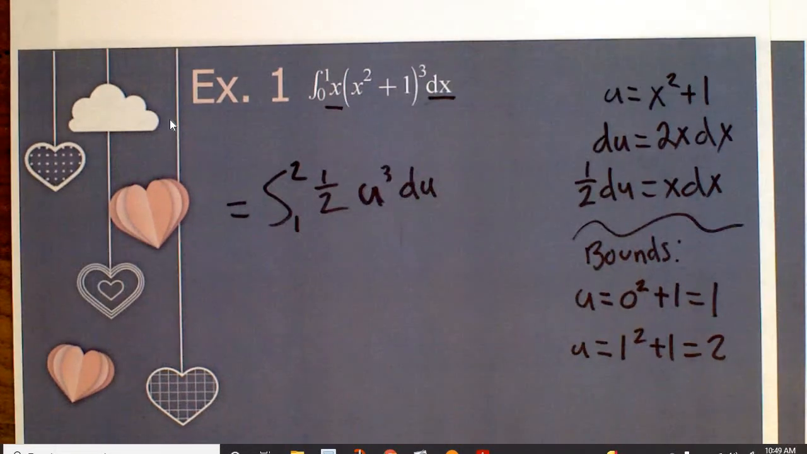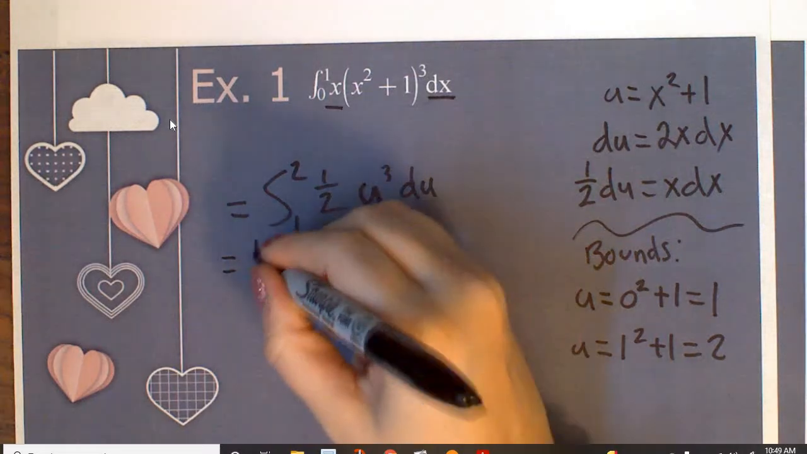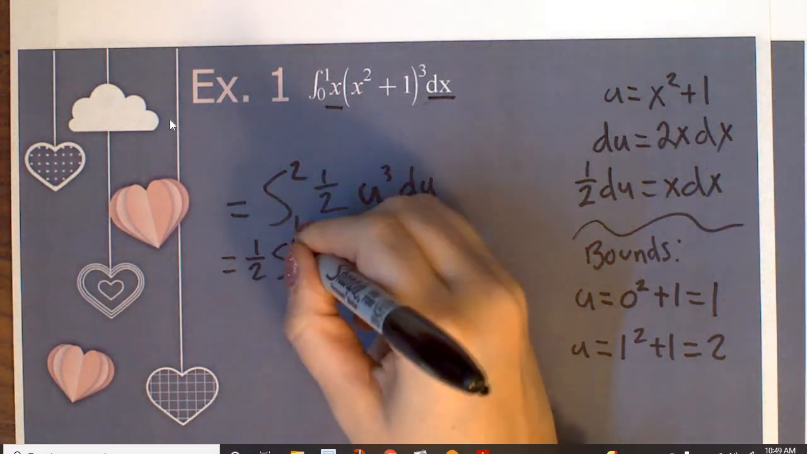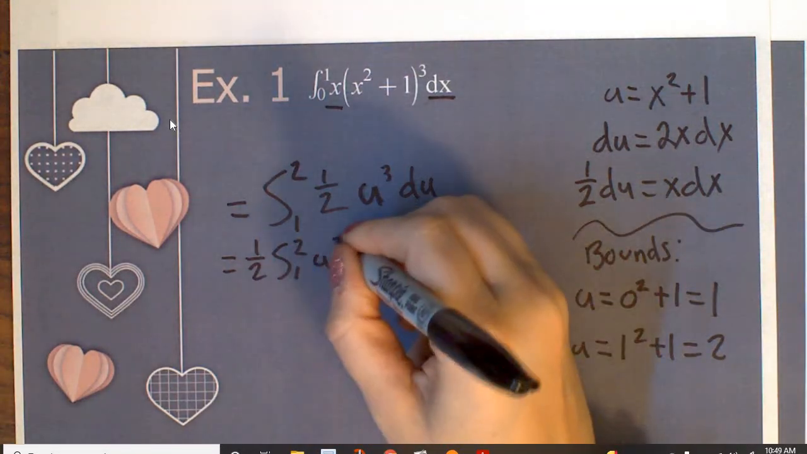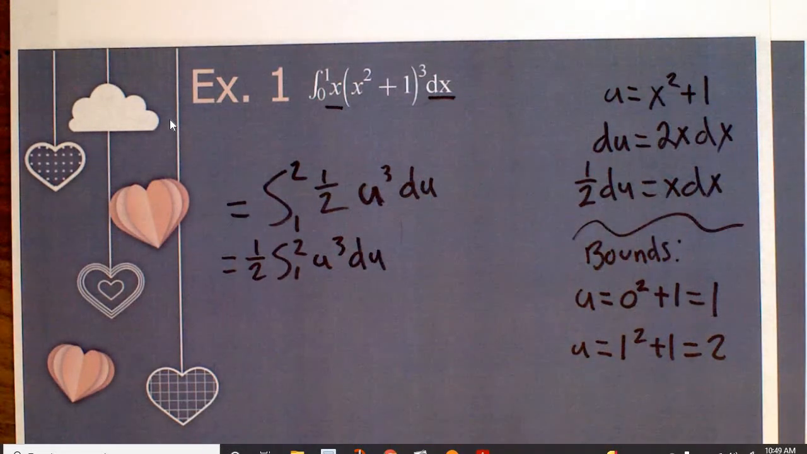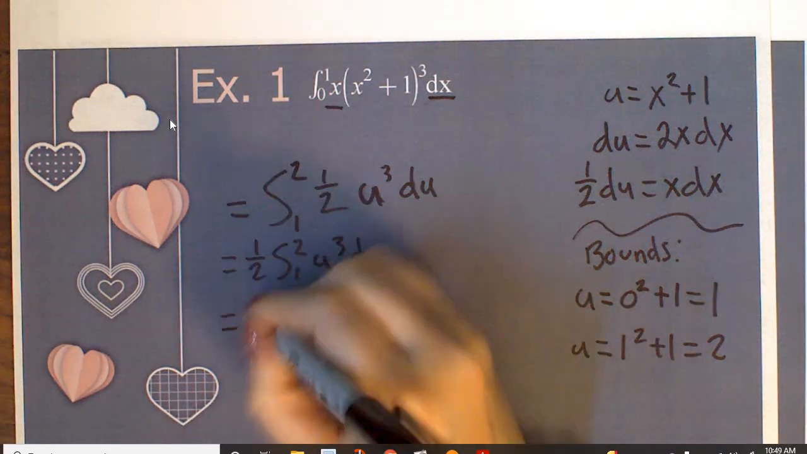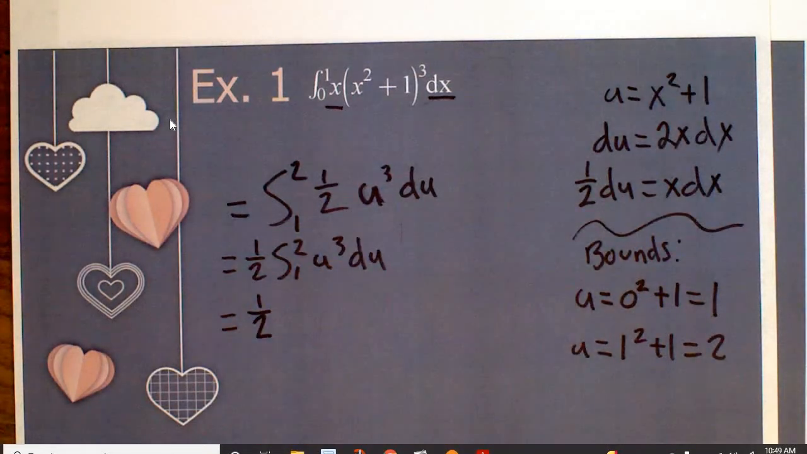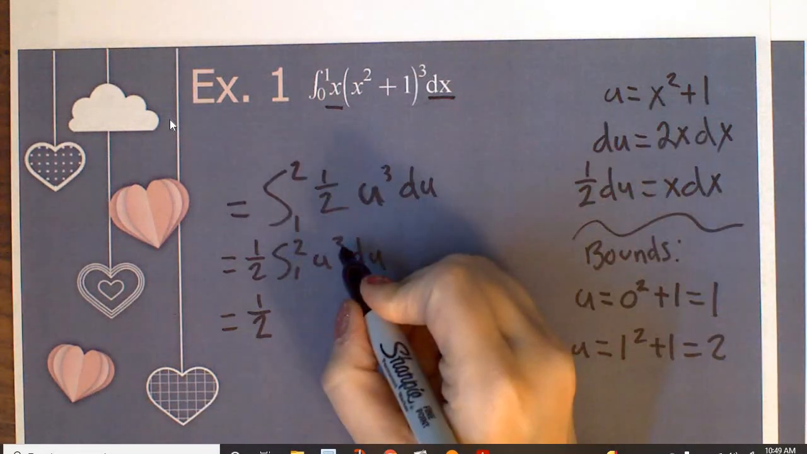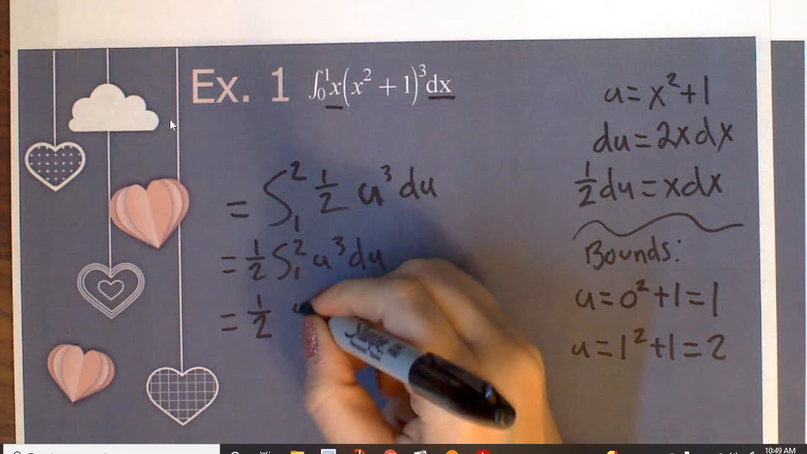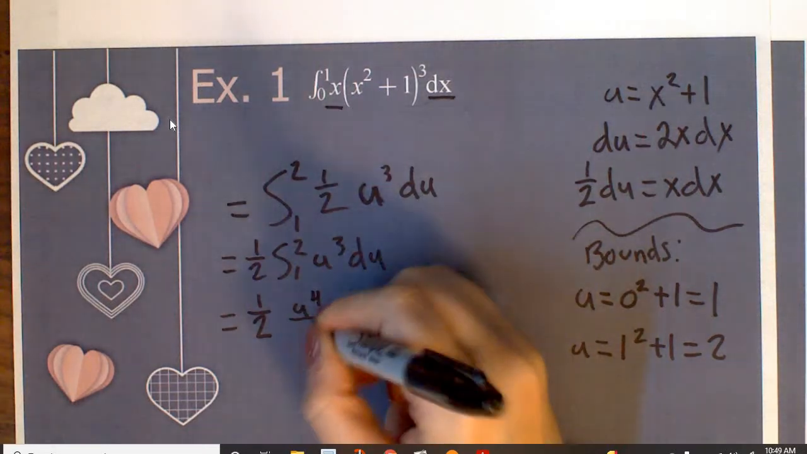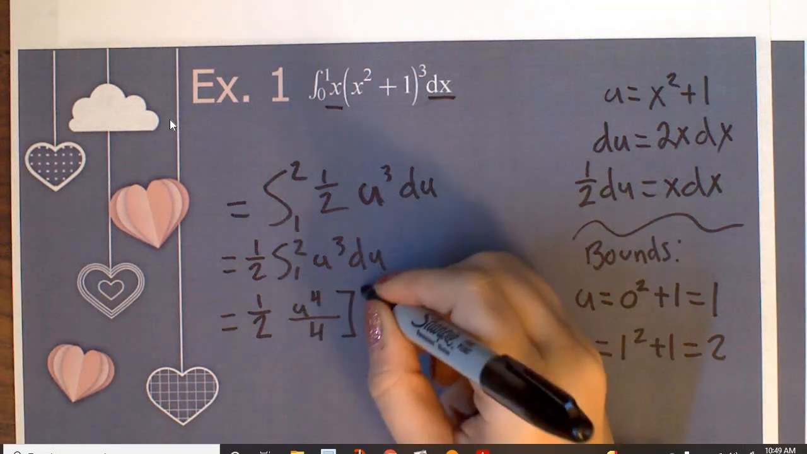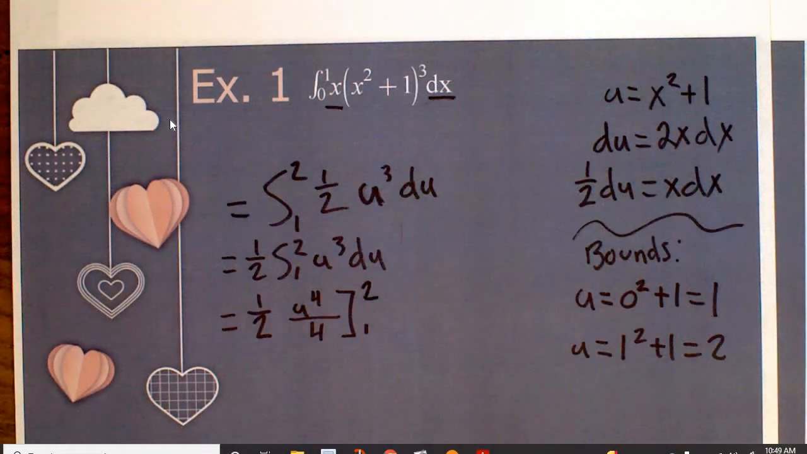So now I'm going to rewrite the integral from 1 to 2. I'm going to move my 1/2, because it's a constant, out to the front, and then we can just integrate as normal. So we have 1/2. I would add 1, so I get 4. So I have U to the 4th divided by 4, and we're integrating from 1 to 2.